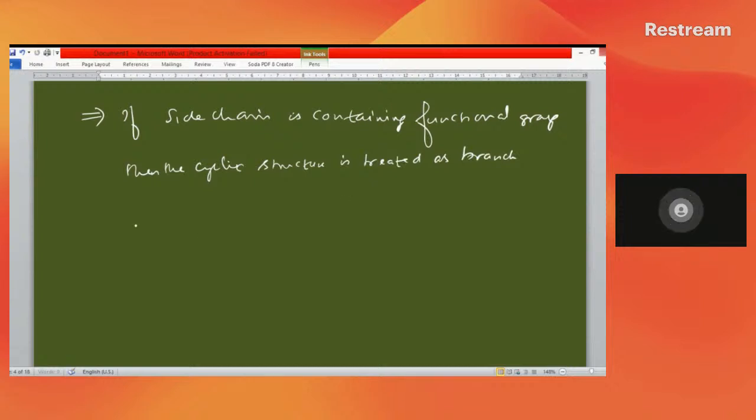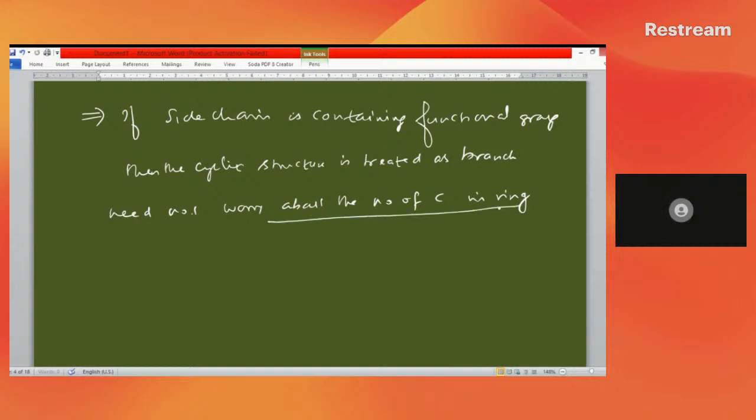Here, you need not worry about the number of carbons in the ring. Whatever may be the number of carbon atoms in the ring structure, you need not consider that, because the side chain is going to have a functional group. So the side chain must be treated as the parent chain. I'll give an example for that case.